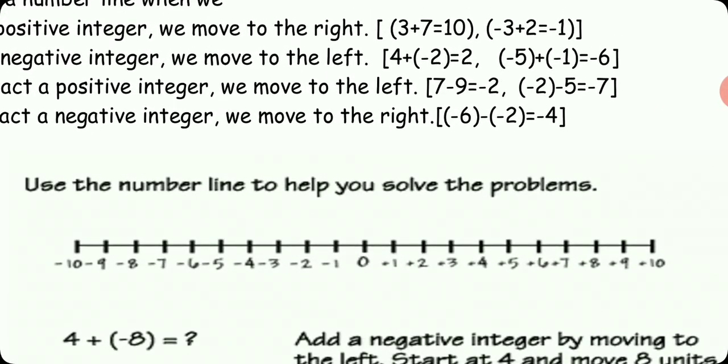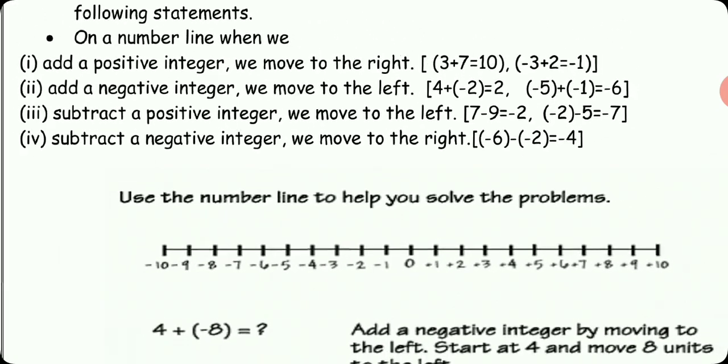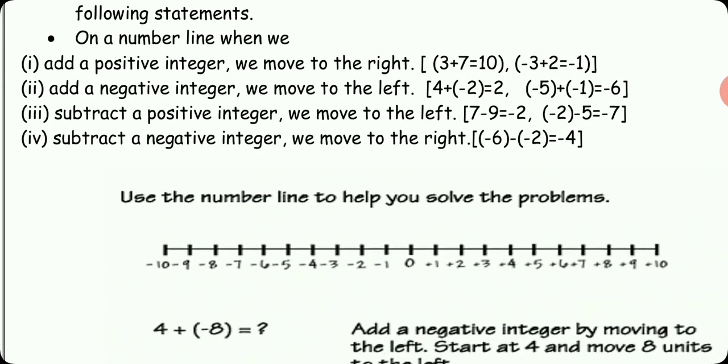3 plus 7. 3 plus 7, that is 10. 10 is towards the right. That means after 3, you have to move towards the right. The original number is 3. You have to add 7. So from 3, you have to move towards the right 7 steps. So the answer will be 10.